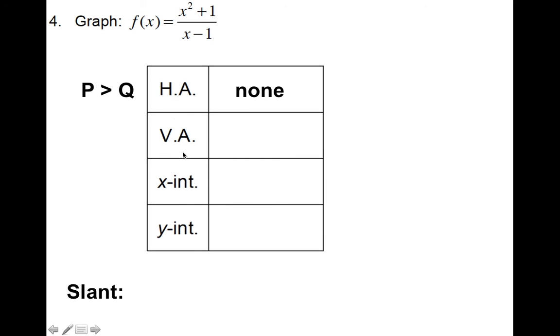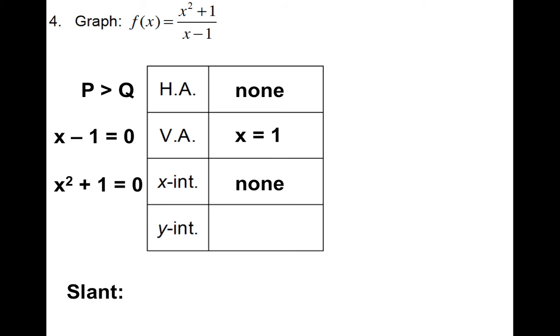To find the vertical asymptote, you set the denominator equal to 0. So we add the 1 over, we get x equals 1. To find the x-intercepts, you set the top equal to 0. So notice when I minus the 1 and then take the square root of both sides, you can't square root -1, so this does not have any x-intercepts. For your y-intercept, you plug in 0 for x. So it's 0 squared plus 1 over 0 minus 1. That gives you 1 over -1. So our y-intercept is 0, -1.